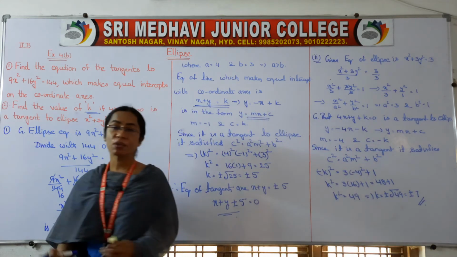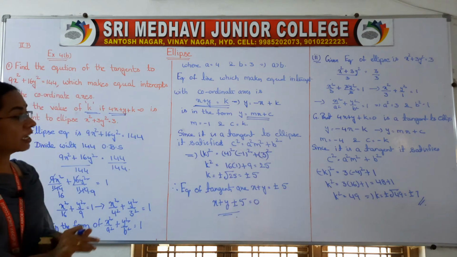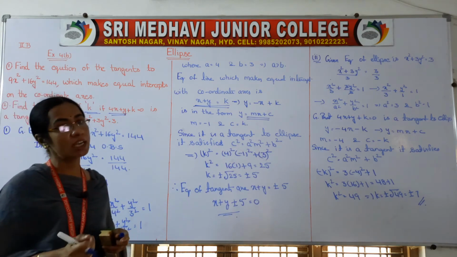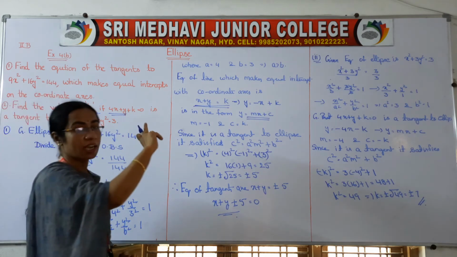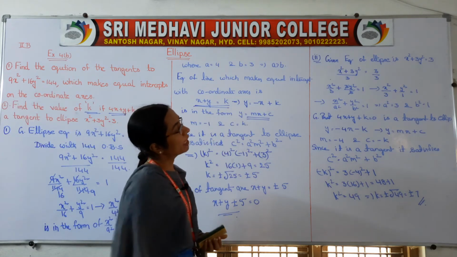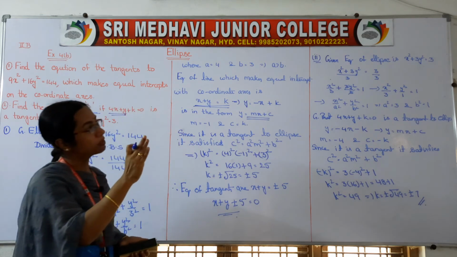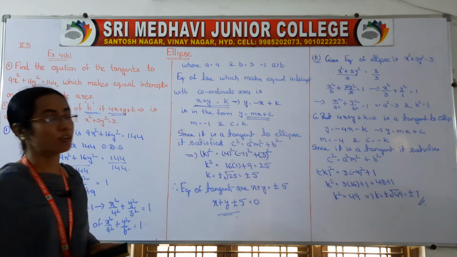So the question is to find the value of k when it is a tangent to the ellipse. So what is the procedure? First you take the ellipse equation and reduce that ellipse equation into your standard form.